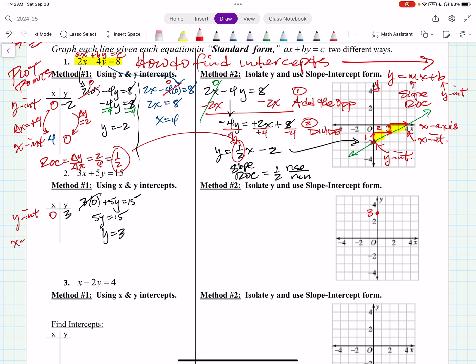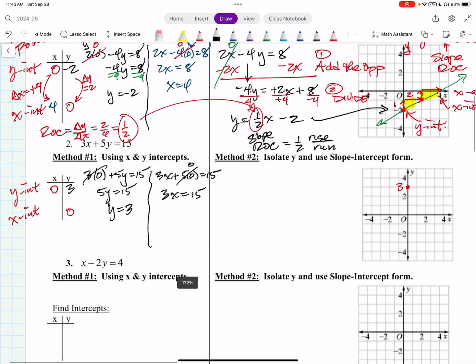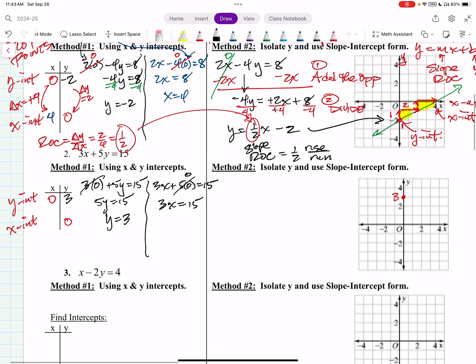Now you find your x-intercept. You let the y value be 0, and you repeat the process. So here we go. Now you have 3x plus 5 times 0 equals 15. Well, 5 times 0 is 0, so you have 3x equals 15. And I think you can do this in your head, I hope, that 3 times 5 is 15, so x is 5, and that's called the x-intercept.